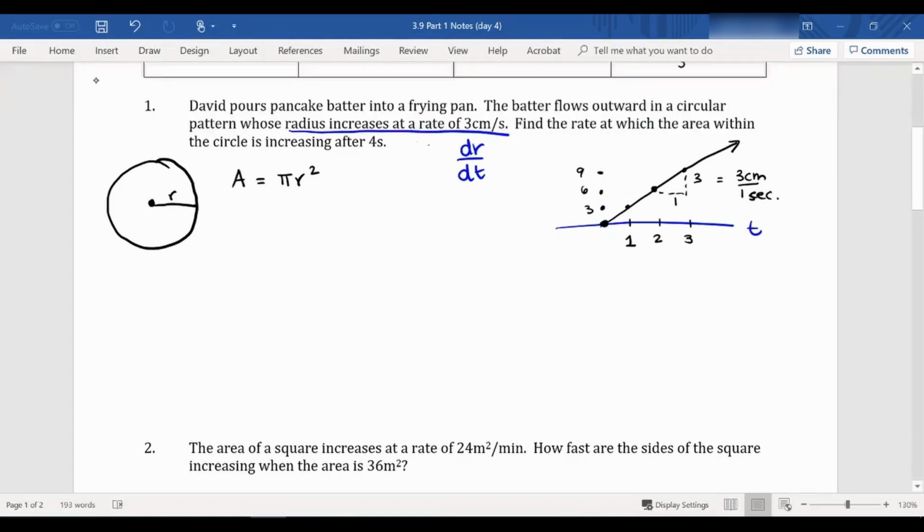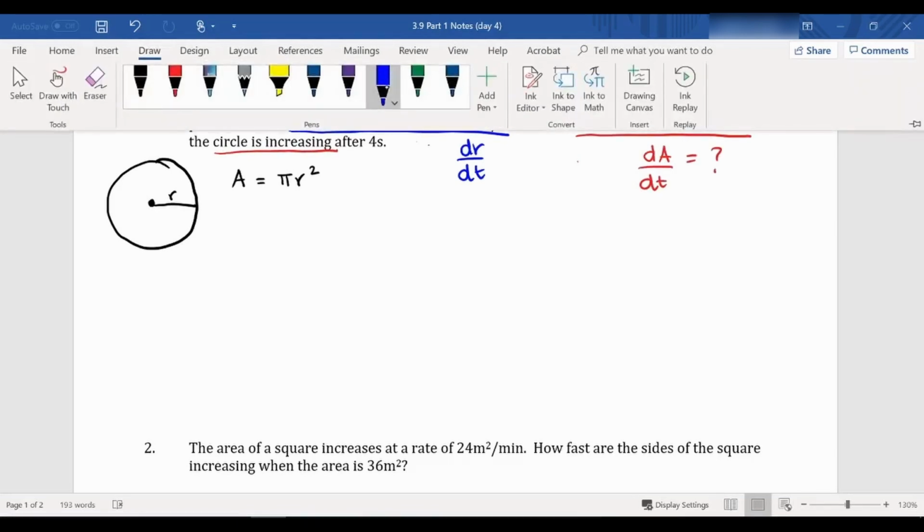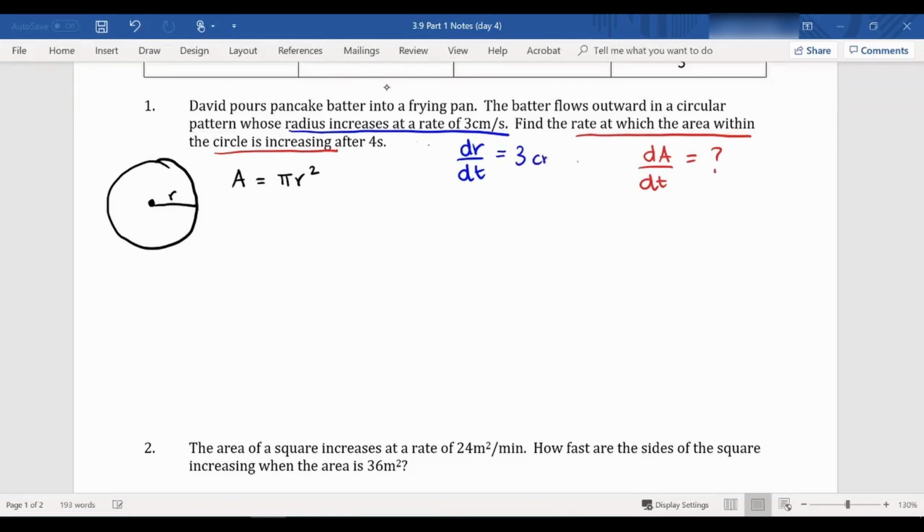Now, what it's asking us to find is the rate at which the area in the circle is increasing after 4 seconds. So if it's asking for the rate at which the area is increasing, it's asking us for dA/dt. This is what we don't know. This is what we want to find. We know that this one is 3.